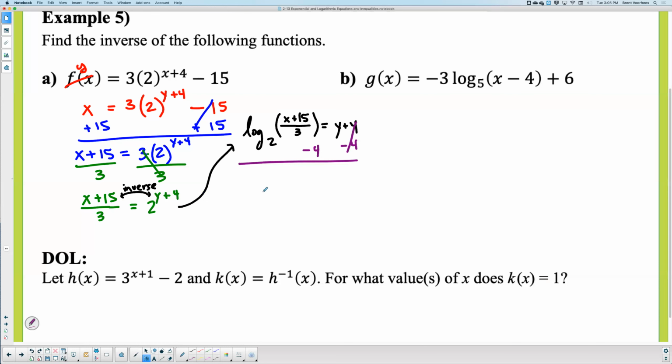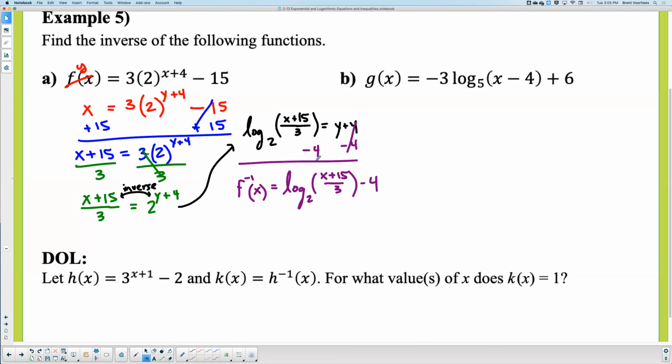Now that I have y isolated, I'm going to write the answer in inverse notation, which means f negative 1 of x. And this should be a function because a logarithm is a function. So it'll be log base 2 of x plus 15 divided by 3 minus 4.